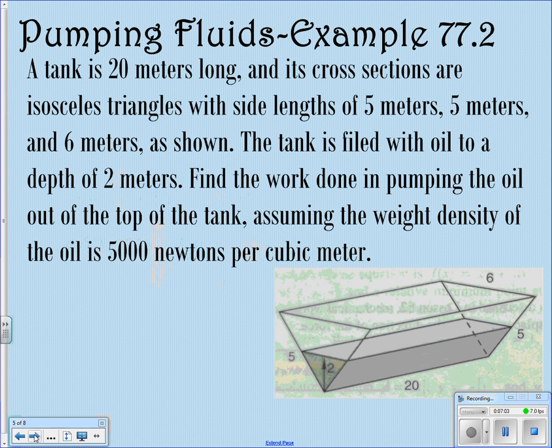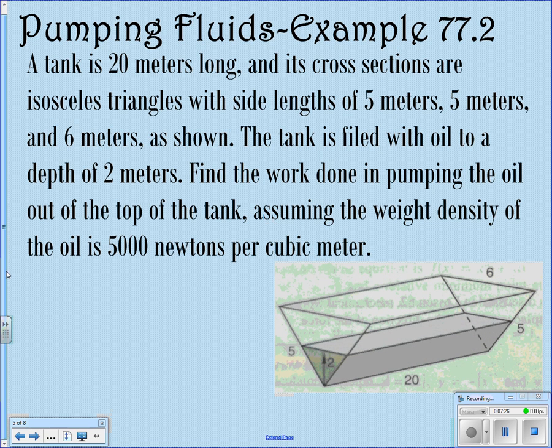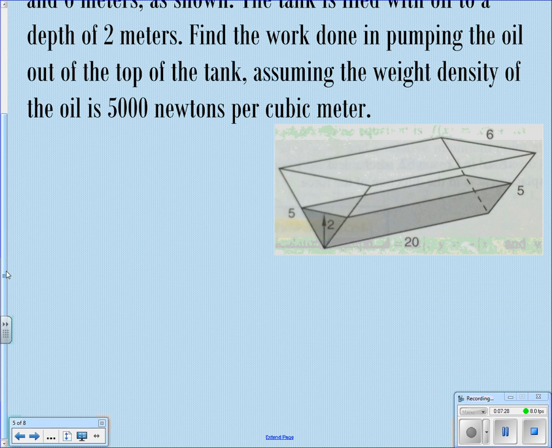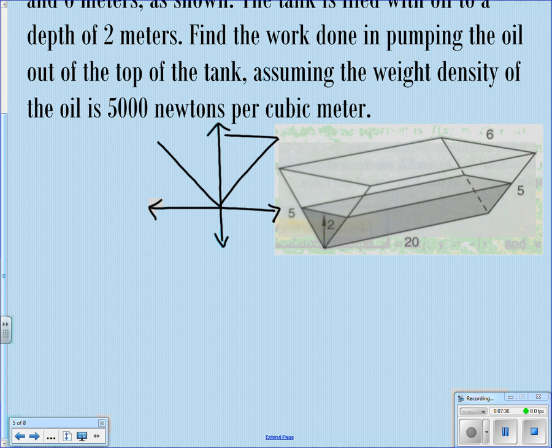We have a triangular tank, and it tells us it's an isosceles triangle with side lengths of 5, 5, and 6, as shown, and it is filled with oil to a depth of 2 meters. We want to find the work done in pumping out of the top of the tank, assuming the weight density is 5,000 newtons per cubic meter. So we want to start by drawing our figure. On this one, I think it would be best to put the bottom of your figure at the origin. You don't have to do it that way, but I think that'll help.